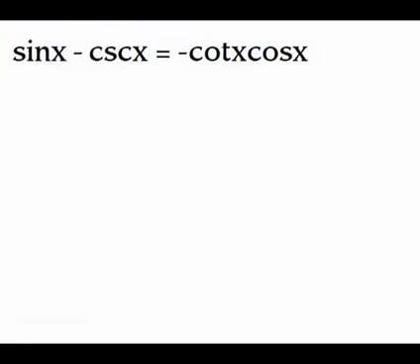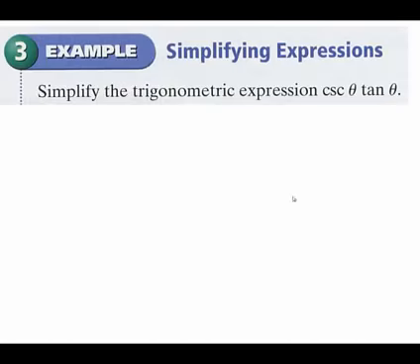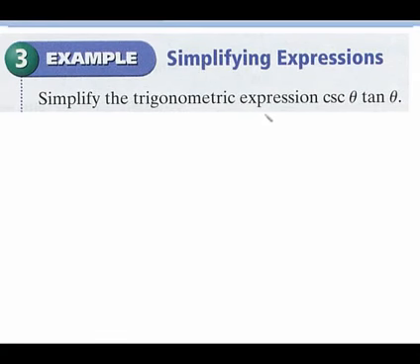Now, so that's verifying. Now let's talk about simplifying. Simplifying is actually really, really easy. Basically, you're doing the same thing, but you don't have to prove a specific expression at the end. So we have cosecant here times tangent. So all you're doing is just change everything to sine and cosines and simplify as much as you can, and then whatever you're left with, that's your answer.